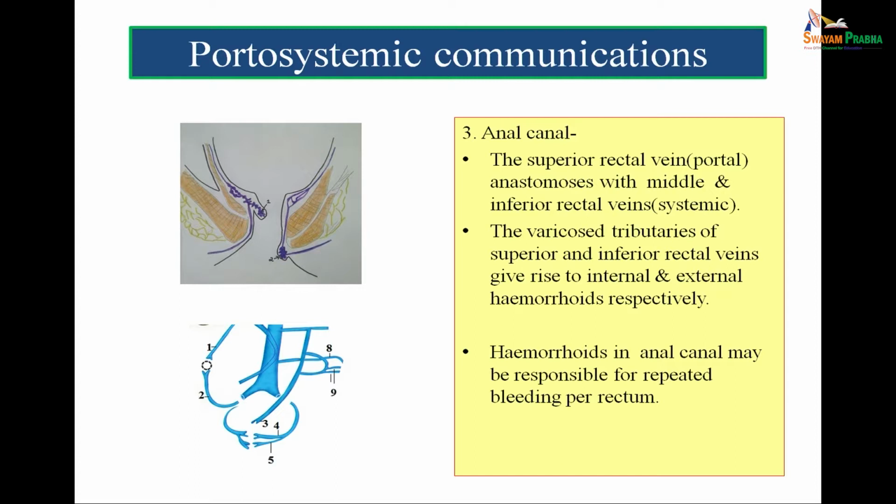Now, here we can make out the portosystemic anastomosis in relation to the anal canal, the superior rectal vein anastomosing with the middle and inferior rectal veins. The lower two ones are the middle and inferior rectal veins.